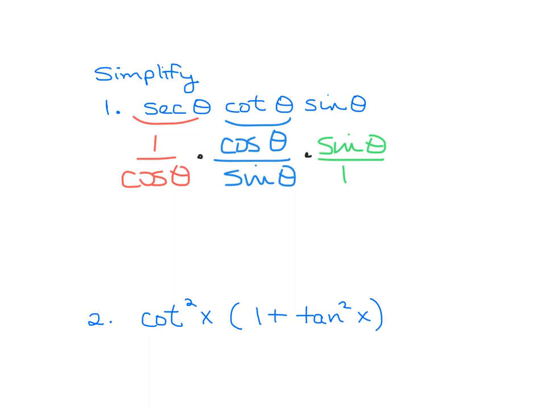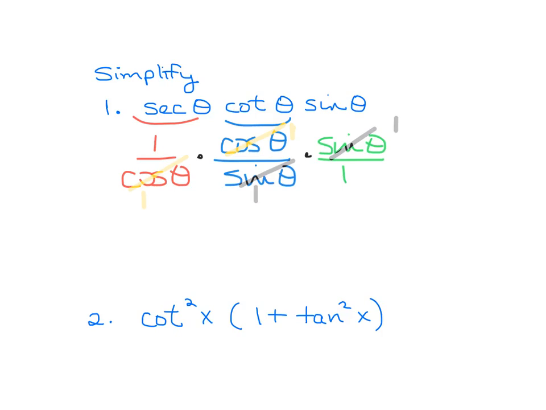So notice cosine of theta, that's in the denominator, and cosine of theta, that's in the numerator. I can simplify those, and I can turn this into 1. They don't necessarily cancel out. It's cosine theta divided by cosine theta, which is 1. I can also do that with the sine. So the sine of theta and the sine of theta will also simplify to 1.